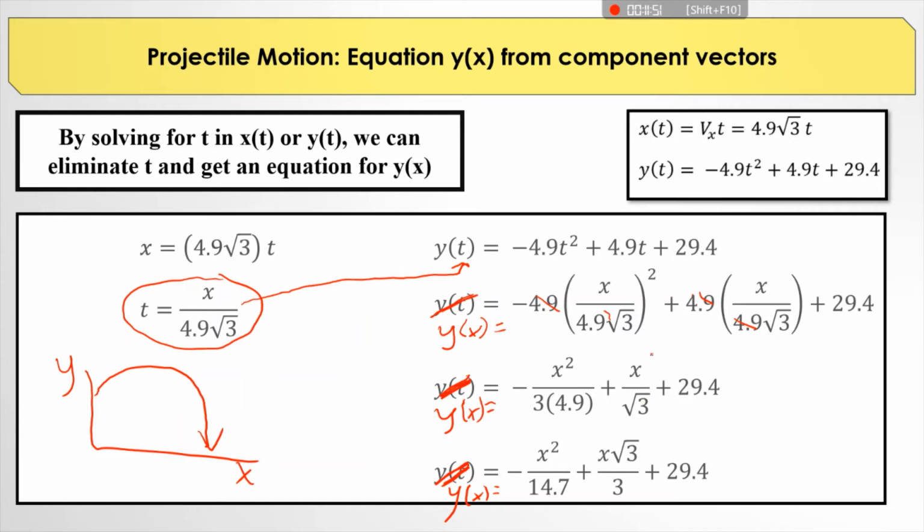So if I simplify, I can multiply this by root 3 over root 3 to rationalize, to get rid of that square root on the bottom. That gives me x root 3 over 3. For this term, 3 times 4.9 is 14.7, so I've got negative x squared over 14.7 plus x root 3 over 3 plus 29.4. That is the parabola that tracks how high I am at any distance in meters away from the diving board horizontally.